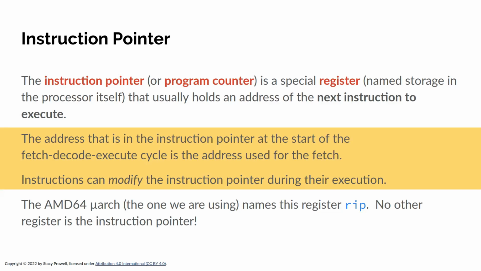The AMD64 microarchitecture, that's the one we're using, names this register RIP. No other register is the instruction pointer. There is an EIP, there is an IP. They are not the instruction pointer. They have too few bits in them to be the instruction pointer. Only the 64-bit RIP register is the instruction pointer. And maybe it's worth mentioning at this time, that says AMD64.